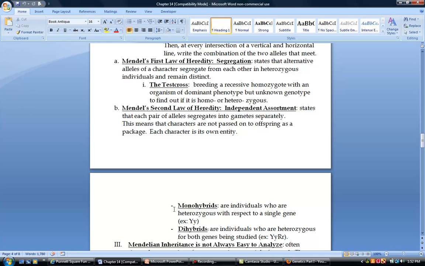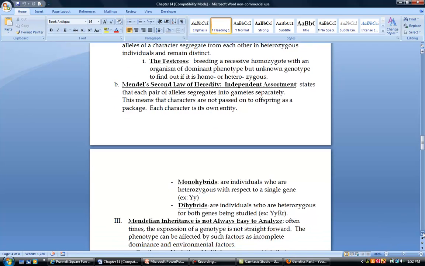And underneath here, I've written monohybrids and dihybrids. Remember, hybrids are going to be crossing things over that are opposite phenotypes. And so you can see here, a monohybrid is going to be an individual that's heterozygous just for one gene, so big Y and little y. Then you can see we have dihybrids, and dihybrids are going to be ones that are heterozygous for two genes being studied, so big Y, little y, and big R, little r. So that's why it's called a dihybrid.